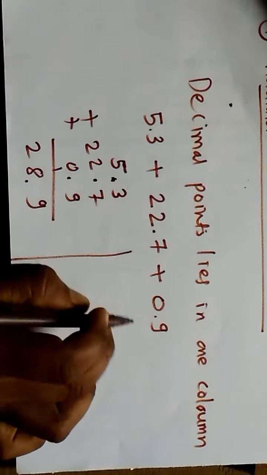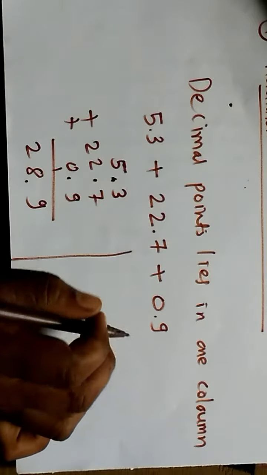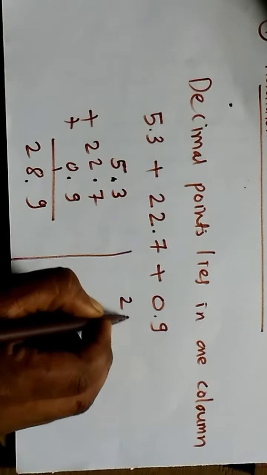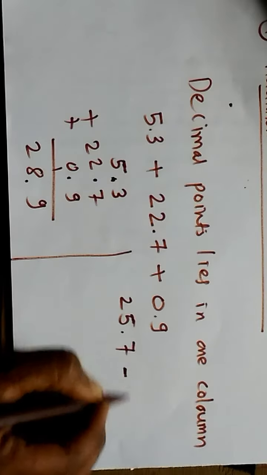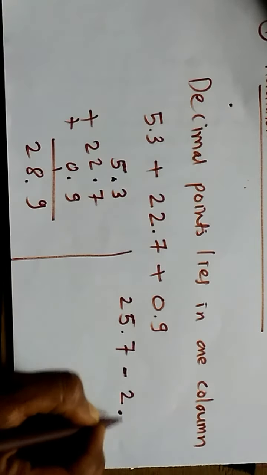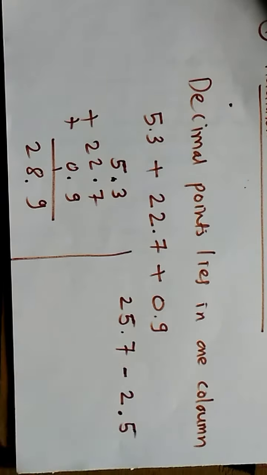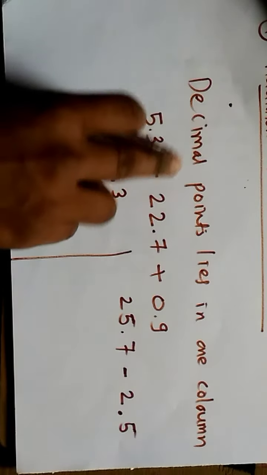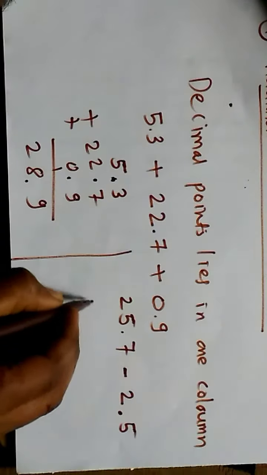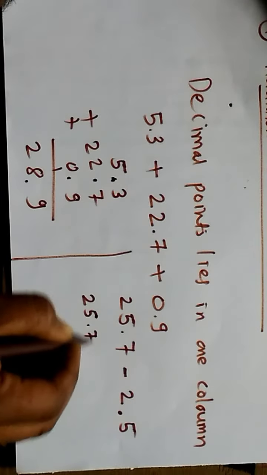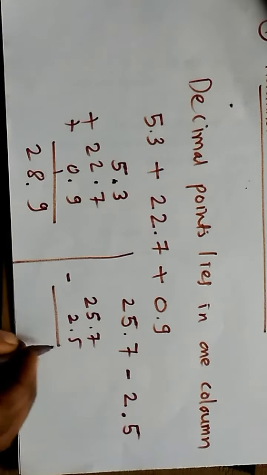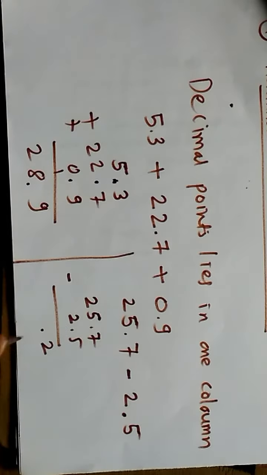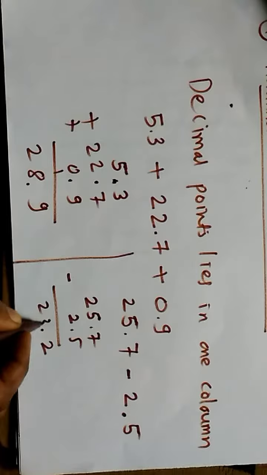Okay, so for subtraction, I take 25.7 minus 2.5. The condition for this also is that the decimal points lie in one column. So 25.7 minus 2.5: 7 minus 5, that is 2, point here, 25 minus 2, that is 23.